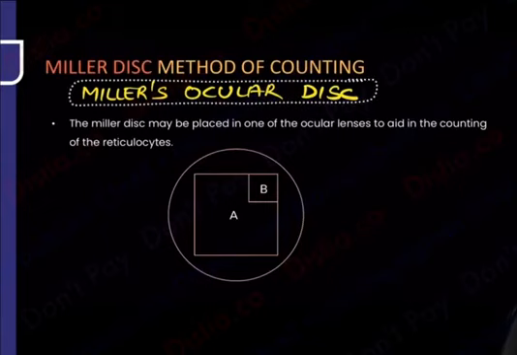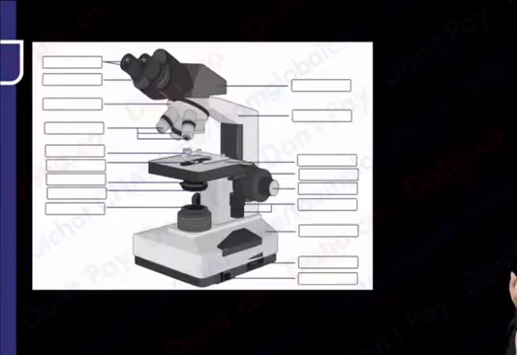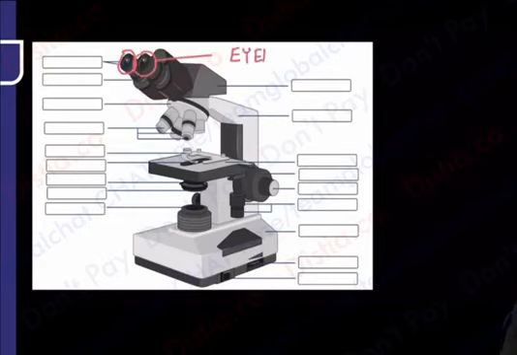Ocular disc will tell me that yeah, ocular matlab it is being used somewhere in the eyes. I can't put this disc in my eyes. I can't stick it in my eyes. So where am I going to stick it? I will stick it somewhere which sounds like the eyes. So what in the microscope sounds like the eyes? This microscope you guys have done in your general microbiology, the parts of a microscope. Jaldi se batao, what is going to sound like the eyes? You have these lenses over here. These lenses are known as eyepiece. These lenses are referred to as eyepiece. These are nothing but lenses.